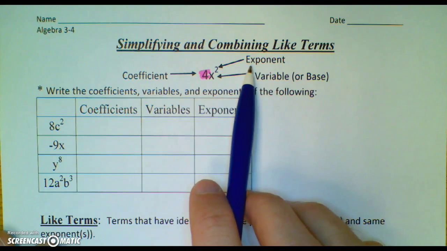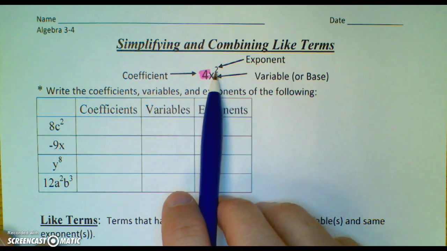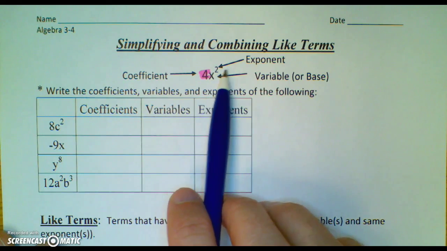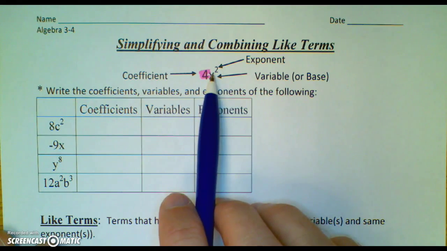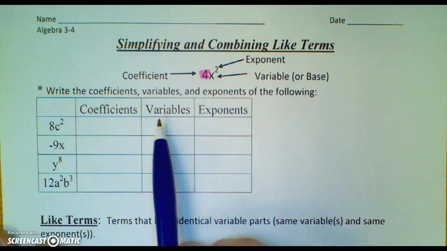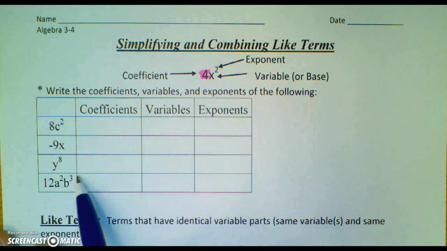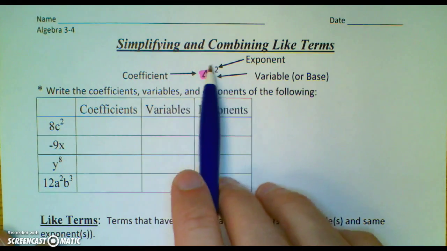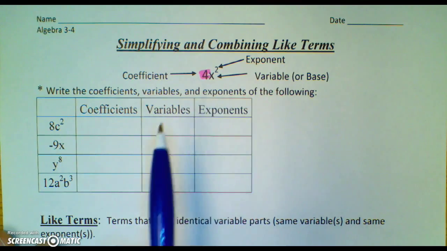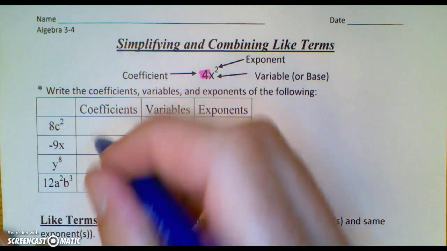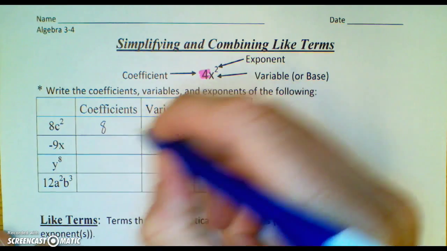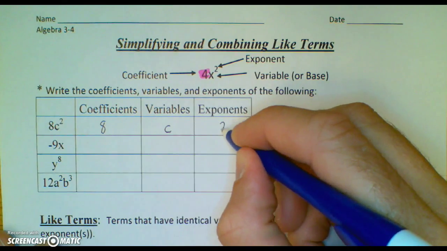And the last one is the exponent. The exponent is the power that something is being raised to. So x is being raised to the second power, which means I'm multiplying it by itself 2 times. Very quickly we're going to identify the different coefficients, variables, and exponents to make sure we understand these, because in order to combine like terms, you need a solid understanding of each of those definitions. In this problem, my coefficient is 8, my variable is c, and the exponent is 2.